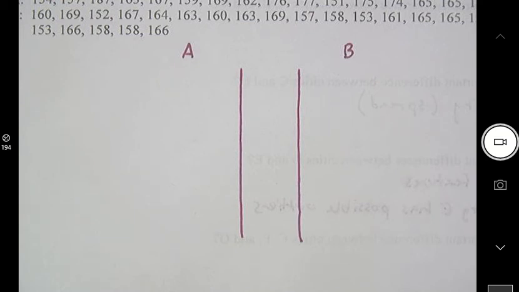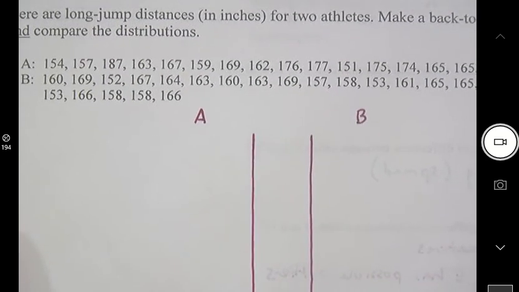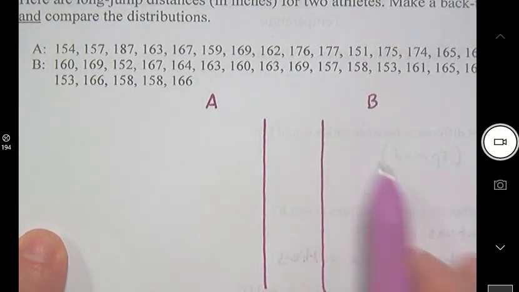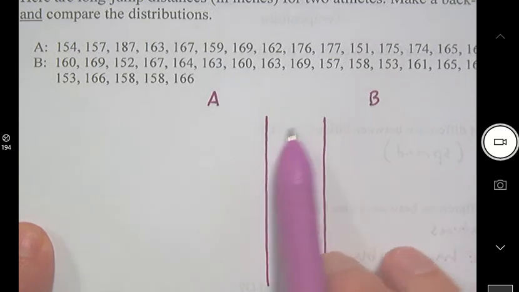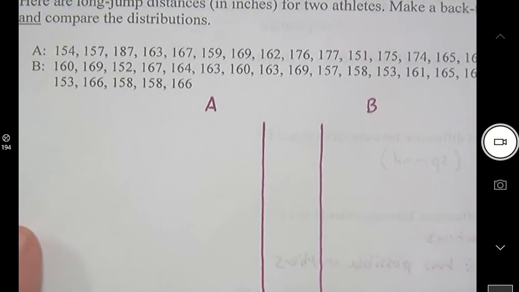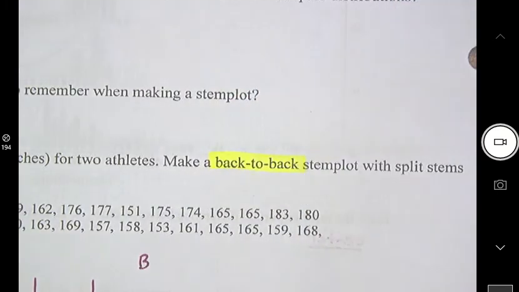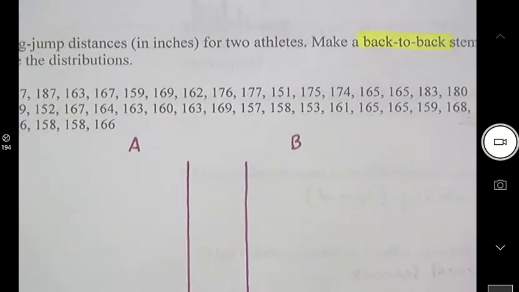Go get it. Okay. Now look at these long jump distances. I see 3-digit numbers, okay? Now you're only ever allowed to put single digits on the outside. The leaves can only be a single digit long. So that means we're going to have 2 digits, the hundreds and the tens spots, inside. Let's find the very lowest number out of all of the data and the very highest number in all of the data. It also tells us in the notes we need to be drawing back to back with split stems. So I'll explain all that in just a second.